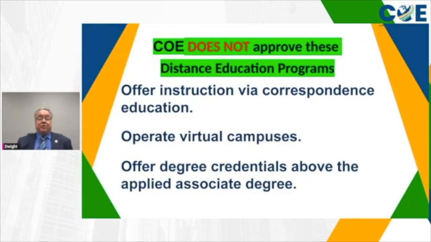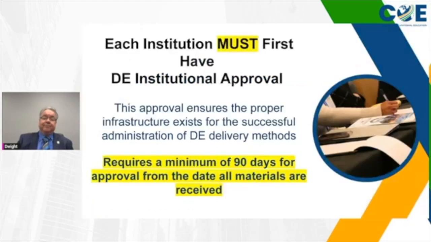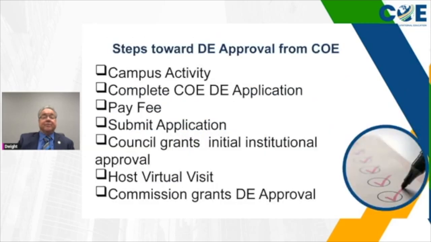We do not approve instruction that's offered via correspondence education. We do not approve instruction offered on virtual campuses where the total campus is delivered via virtual education. And we do not approve programs where the credentials are above the applied associate degree. You must first have institutional distance ed approval before you can move forward with any additional programs offered via distance education. And this is going to require a minimum of 90 days from the time all materials are received.